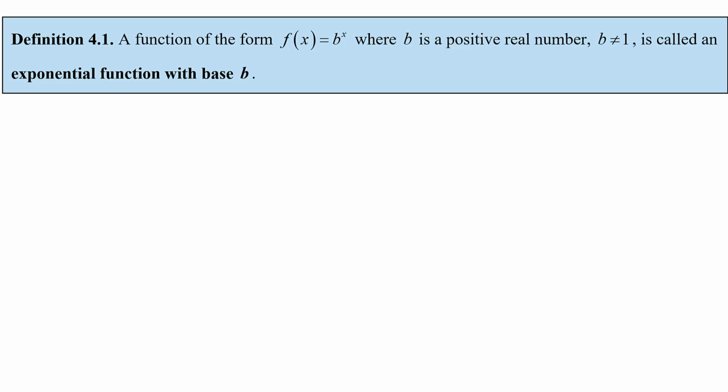A function of the form f of x equals b raised to the power of x, where b is a positive real number and b is not equal to 1, is called an exponential function with base b. We start by looking at the exponential function f of x equals 5 raised to the power of x that has base 5, noting that 5 is a positive real number and that 5 is not equal to 1.